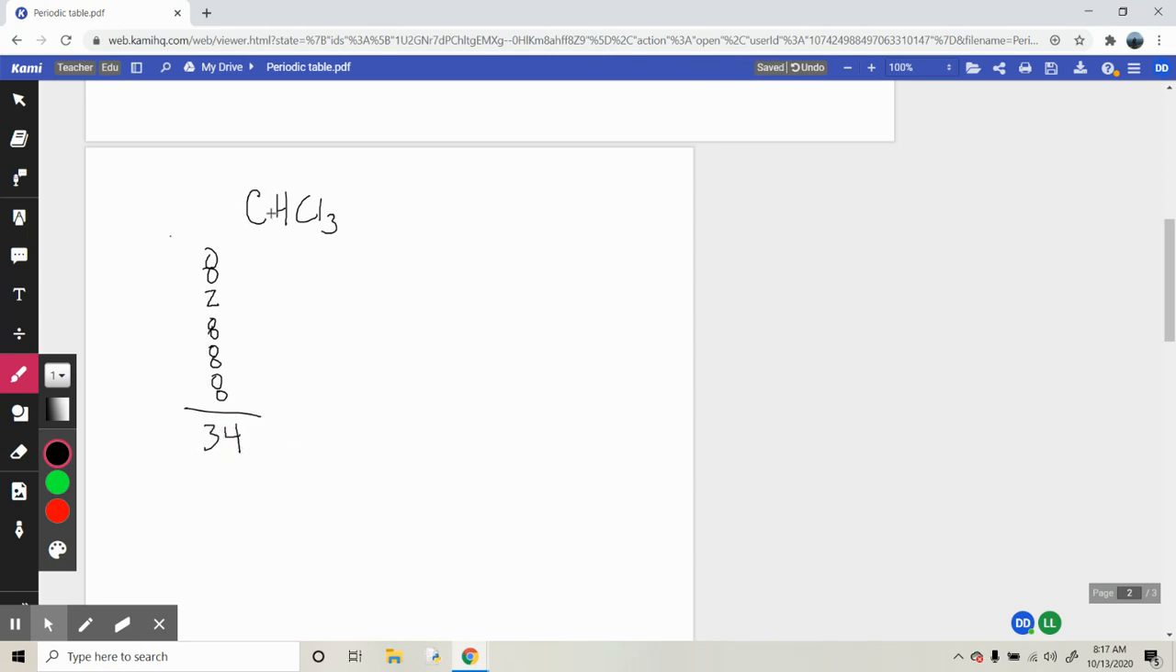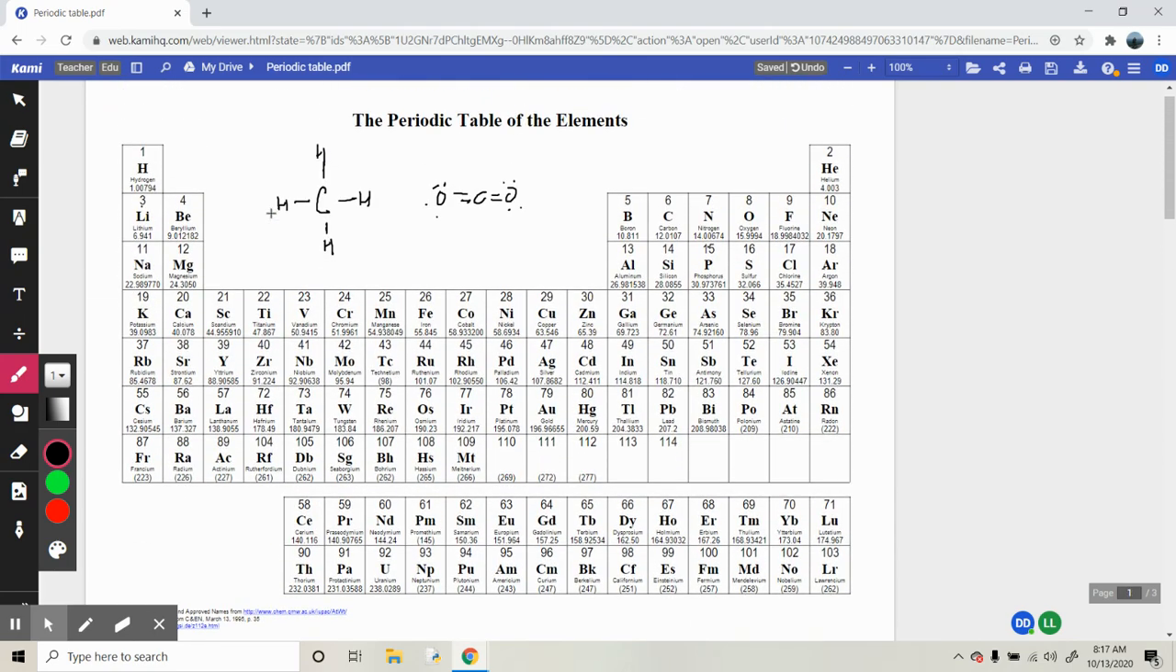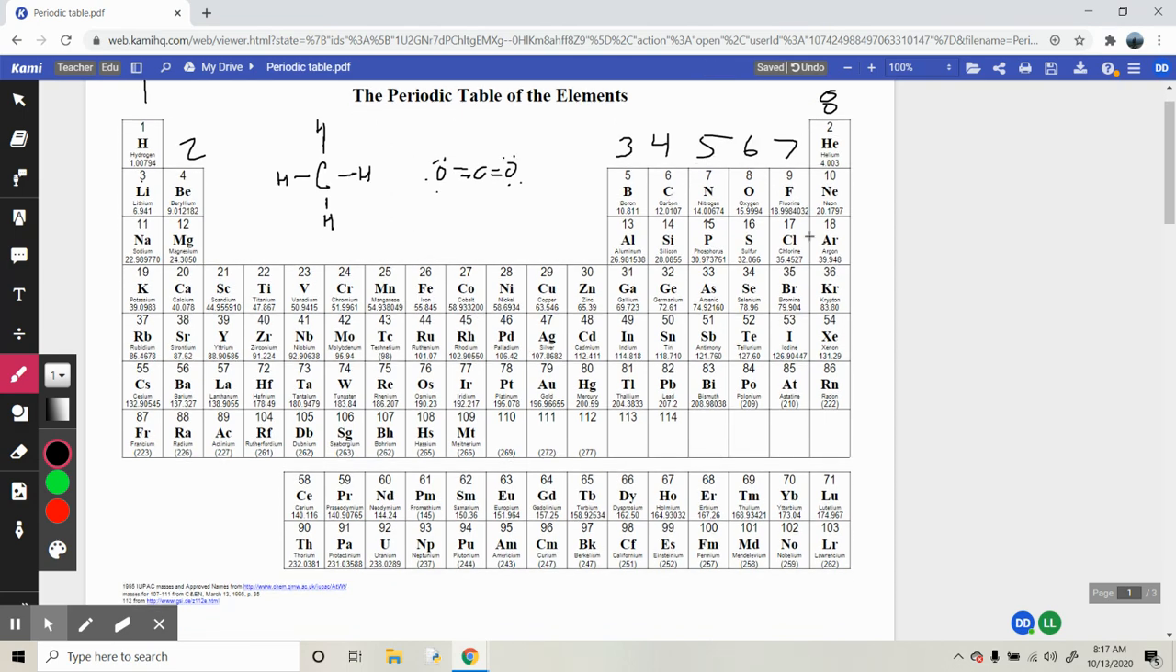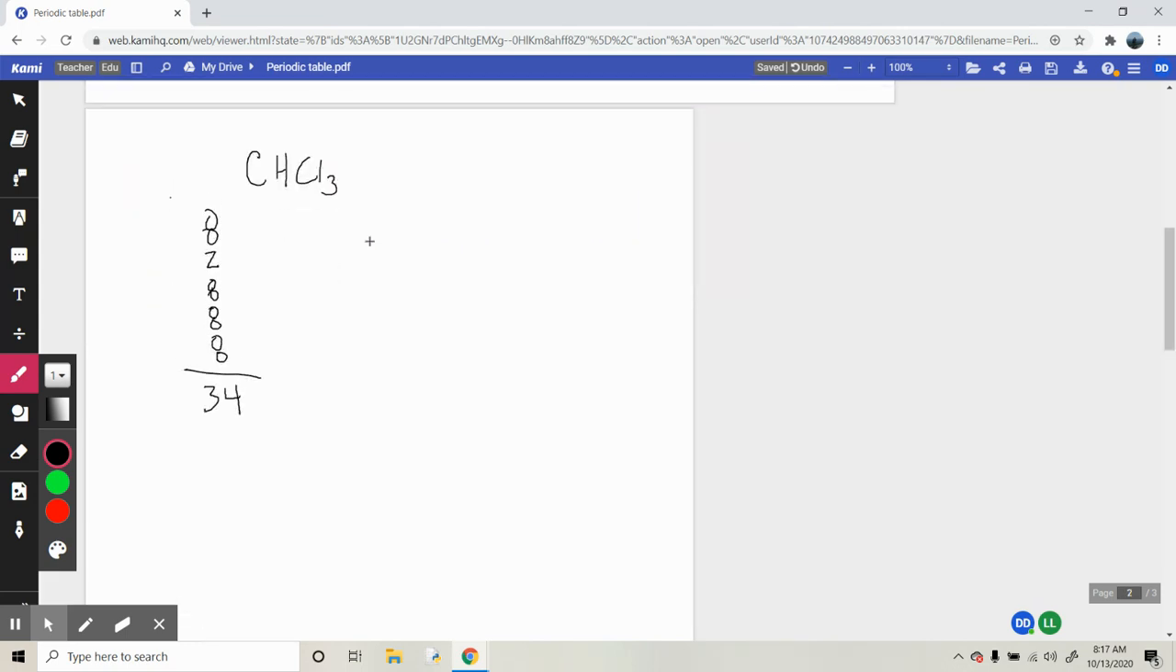Next up is our valence electrons, right? Which is just what column they're in. Hydrogen is 1, beryllium's 2, 3, 4, 5, 6, 7, 8, and so on. That's how many valence electrons they have. Okay, so let's count those up. Carbon has 4, chlorine has 7, hydrogen has 1. So we add all those up: 21, 22, 26.